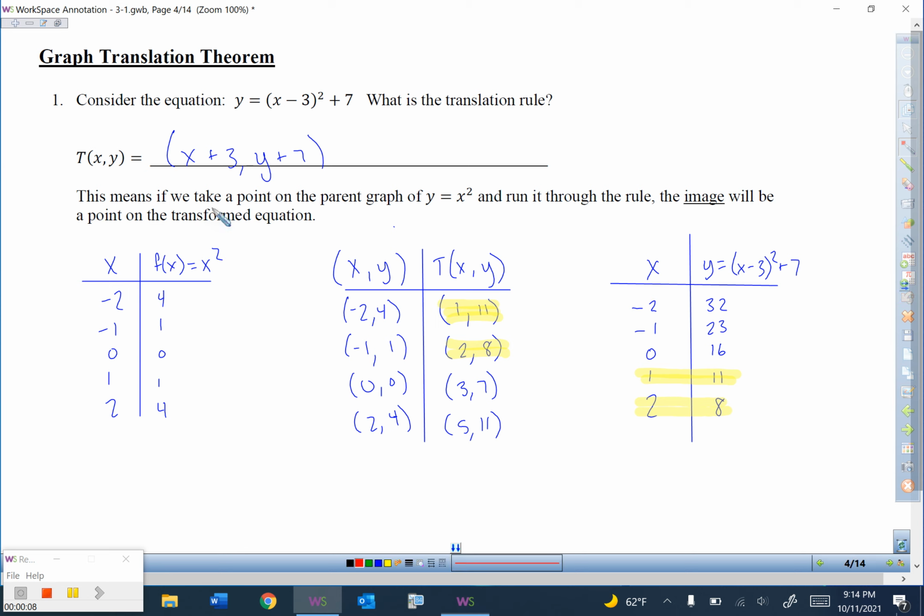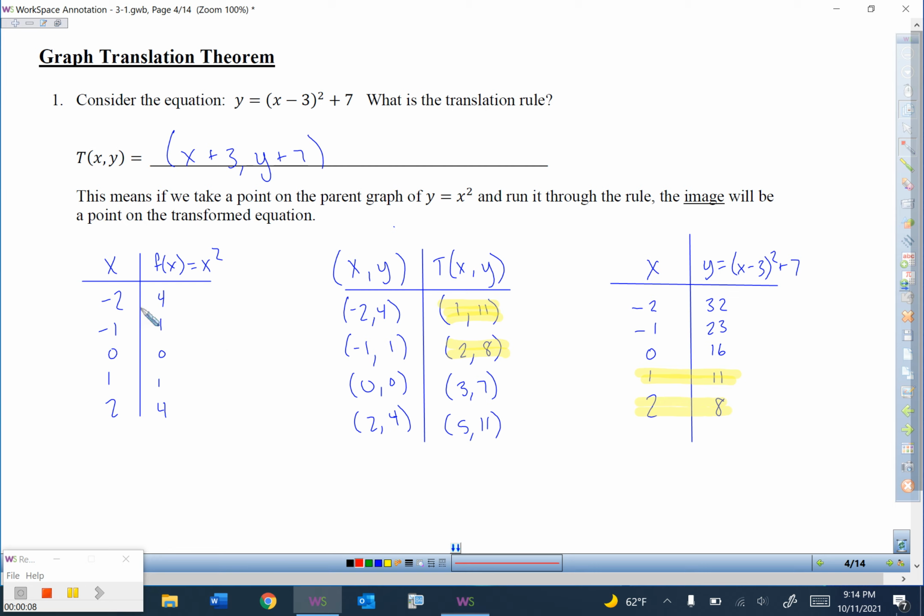So on your paper it says, if we take a point on the parent function of y equals x squared and run it through this rule that we just came up with, the image or the result is going to be a point on our transform equation or on this equation that we were given to start out with. So here's how it works. I have written out the table for our parent function, y equals x squared. So I literally just pick some x values, some negative, 0, and some positive, and then squared them because our parent function is the parabola.